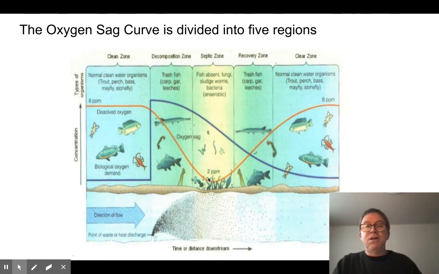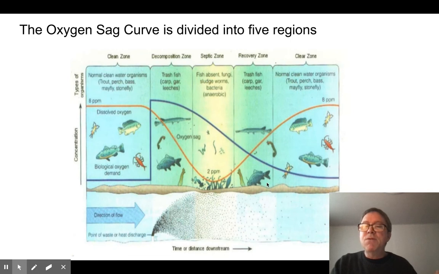There's no shellfish left in the stream. There's no crayfish. There's very few things. Just a few of those really resistant worm species can be here. All right, and then what happens is now we've basically depleted the oxygen to the point that the bacteria aren't consuming it anymore, and it starts to come back up. And so again, we get a zone just beyond this totally hypoxic region where we're going to get fish coming back in. But these are kind of, we call them trash fish, like carp and gars and leeches.